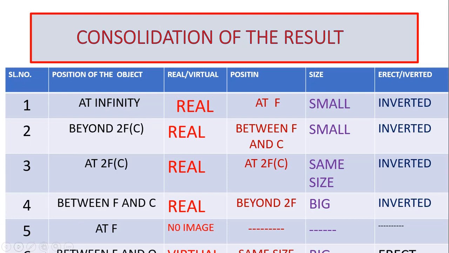After that, at F, no image because rays are parallel, and between F and O, it is virtual, not real. Size, big size, its position is behind the object, big size and erect, not inverted. This is the special case. So I think you are clear.